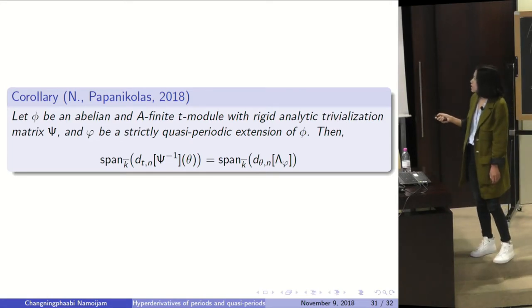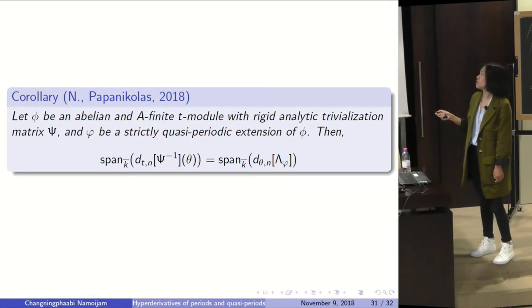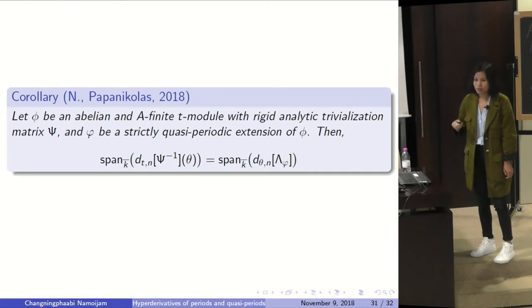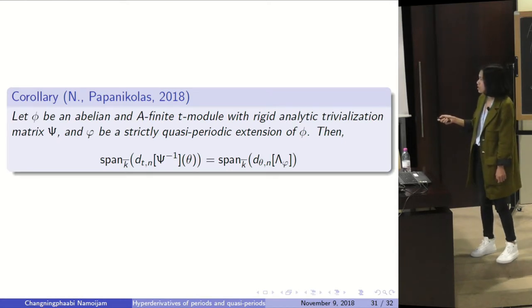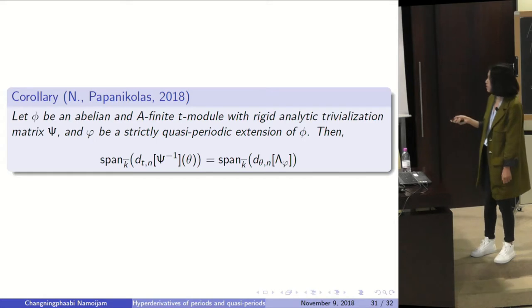And in this case, how do I get this? If I take a T-module whose rigid analytic trivialization matrix is C, then the rigid analytic trivialization matrix of my n minus first prolongation is going to be exactly the D_T^n of C. So this is how we get this.